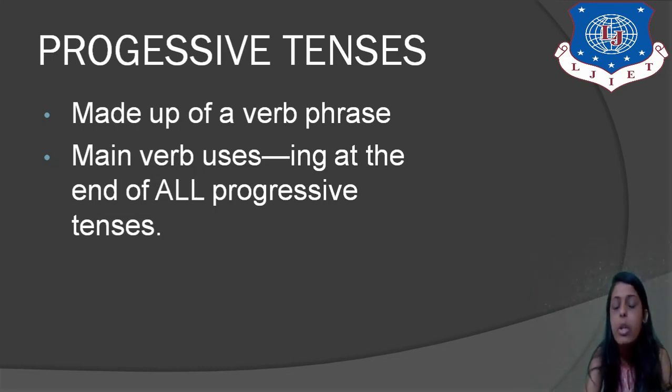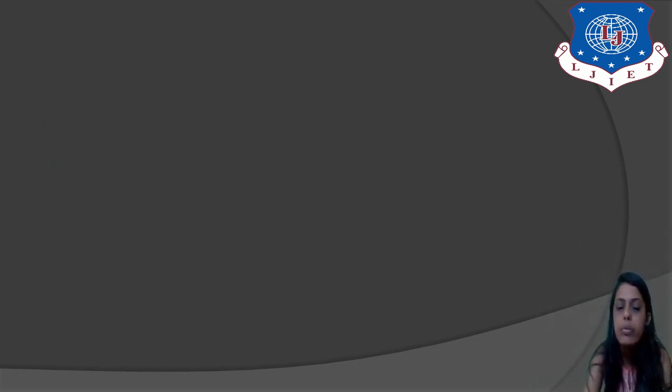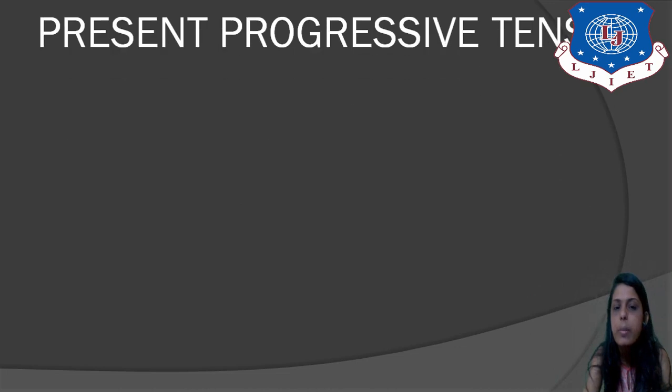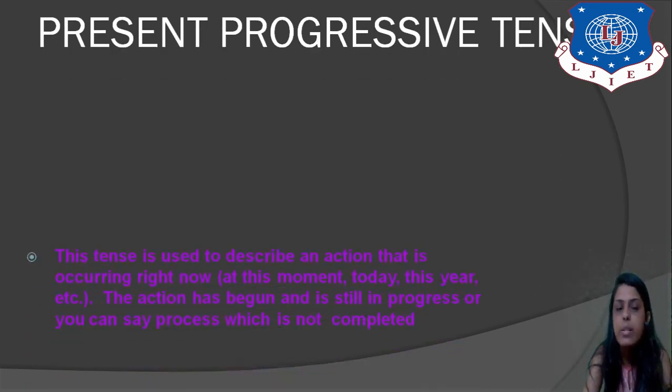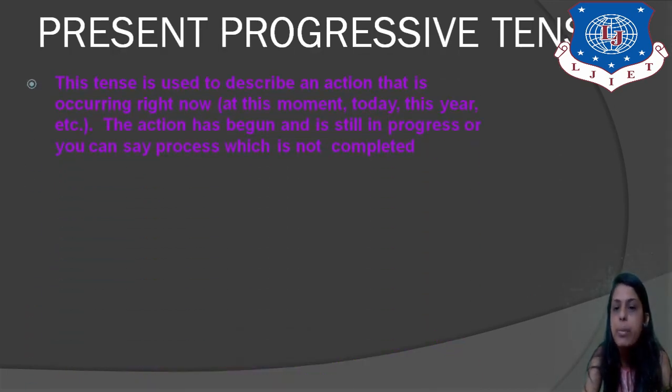So whenever you want to talk about a continuous tense, what you need to do is add -ing to the verb, like walking, talking, right? So when you add -ing to the verb, it becomes progressive tense. For example, present progressive tense. The tense is used to describe an action that is occurring right now.